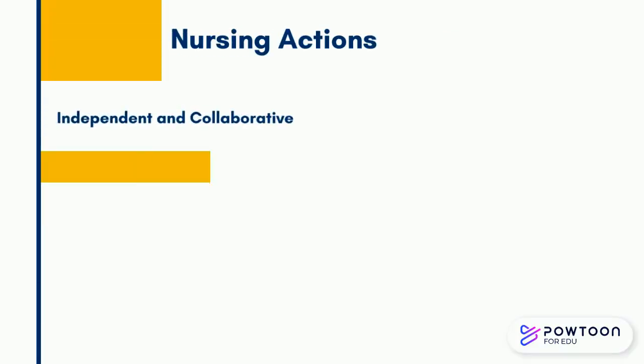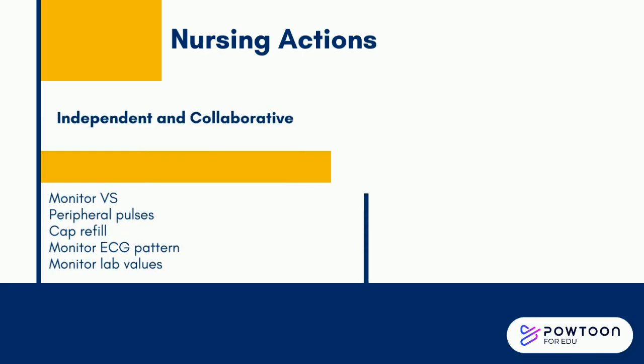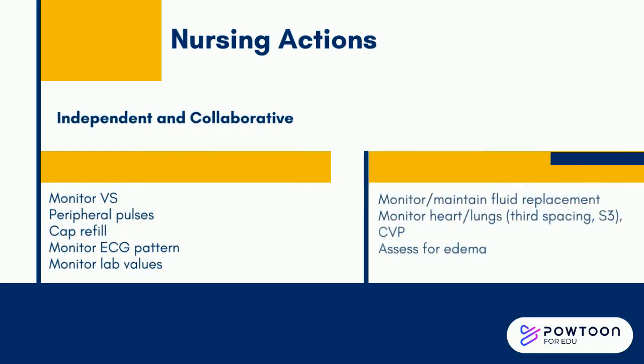So what's your role as a nurse? What are your actions? Well, we have both independent and dependent or collaborative actions. Make sure you differentiate between what you can do with an order and what you can't. Here's a list of some very common actions that you can take. Assessment is always going to be priority.